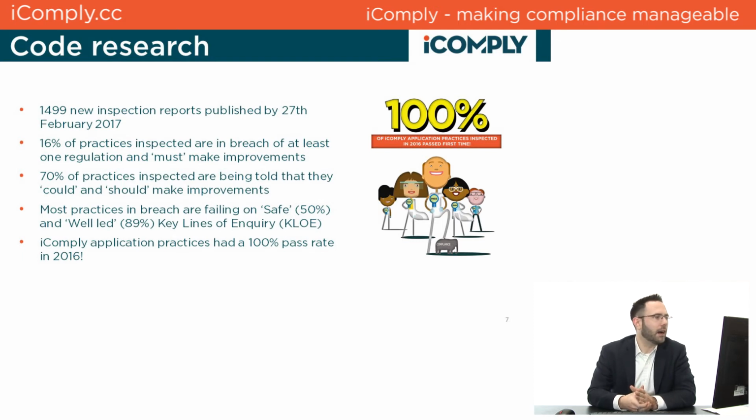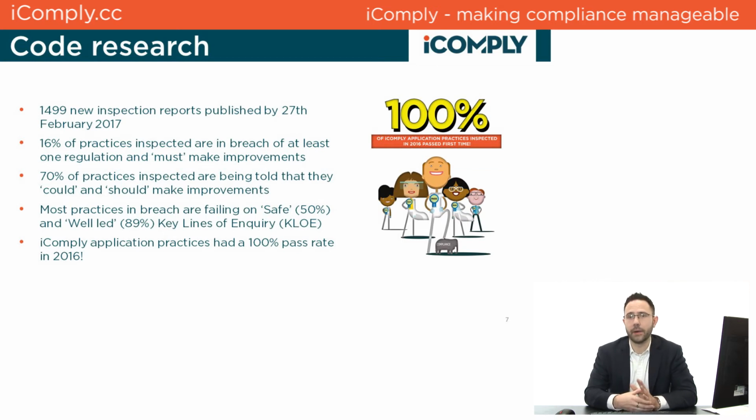We've looked at 1,500 inspection reports, every inspection report that we can find since they started doing them in April 2015, so up to the 27th of February. So very, very recently. What we've found is on average over that time period, between 15 and 20% of practices are in breach of standards, so are failing the inspection each month.